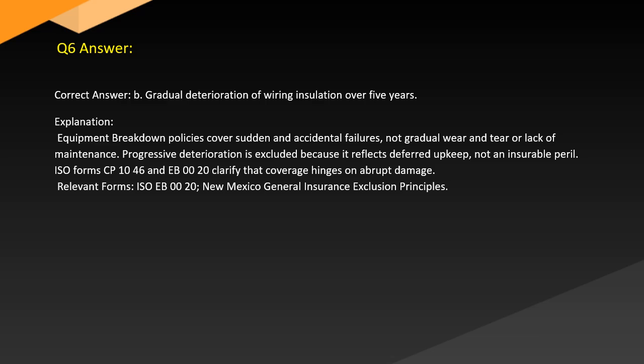Answer. Correct answer: B. Gradual deterioration of wiring insulation over 5 years. Explanation: equipment breakdown policies cover sudden and accidental failures, not gradual wear and tear or lack of maintenance. Progressive deterioration is excluded because it reflects deferred upkeep, not an insurable peril. ISO forms CP 10 46 and EB 020 clarify that coverage hinges on abrupt damage. Relevant forms: ISO EB 020 and New Mexico General Insurance Exclusion Principles.